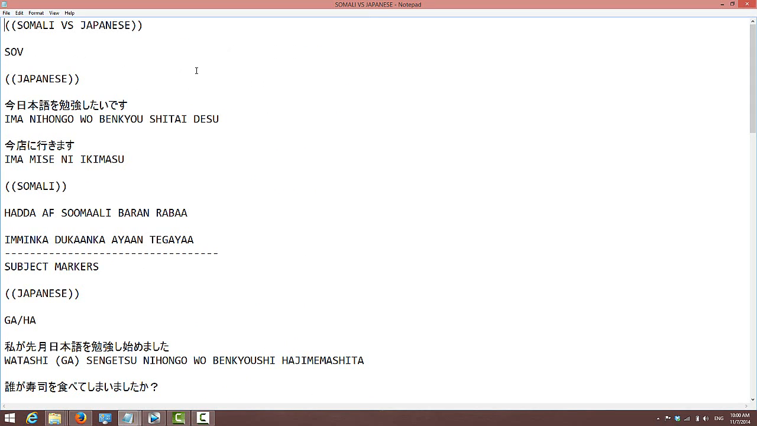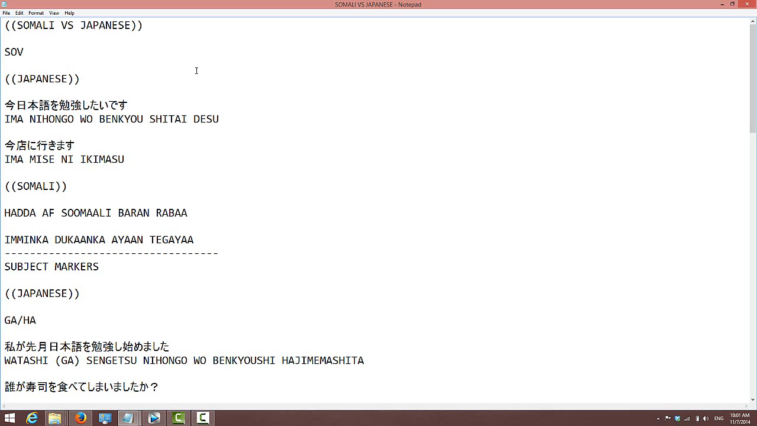Now, the first thing I want to talk about is the structure, SOV, which stands for subject, object, verb. The subject comes first, the object comes second, and then the verb comes last. Okay, so the verb is at the end. Now, there are times when the verb can be at the beginning, but generally the rule is to put the verb at the end in both languages. So I want to give you some examples here and show you.